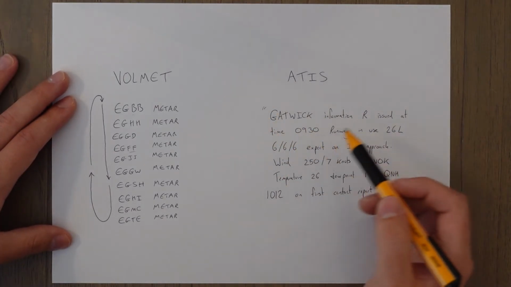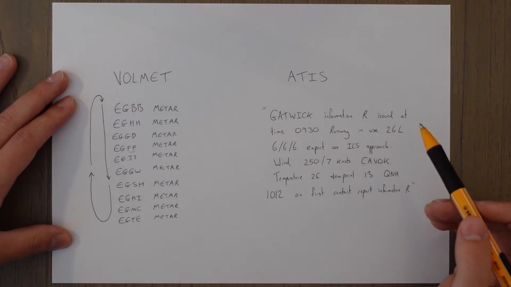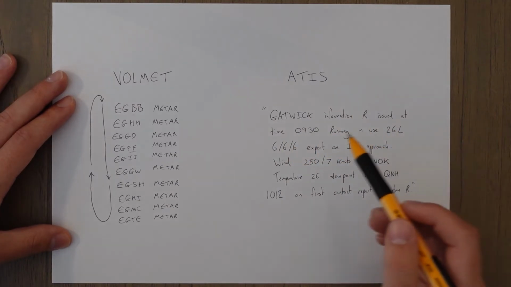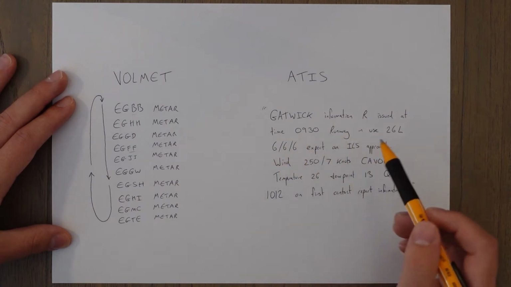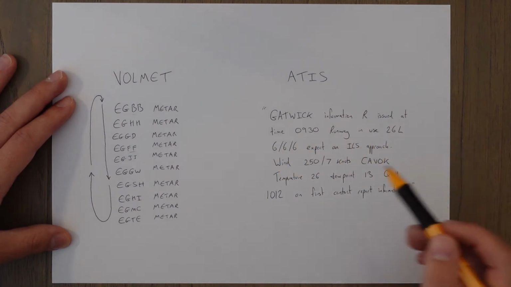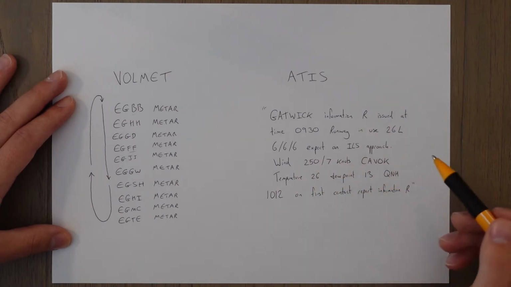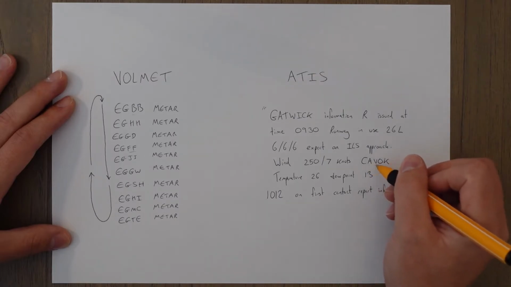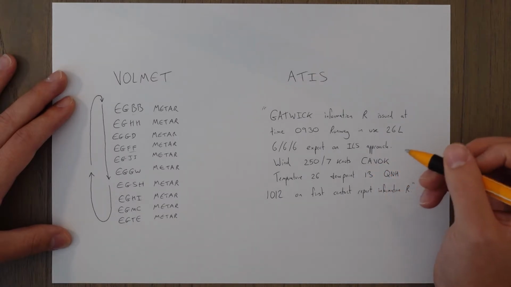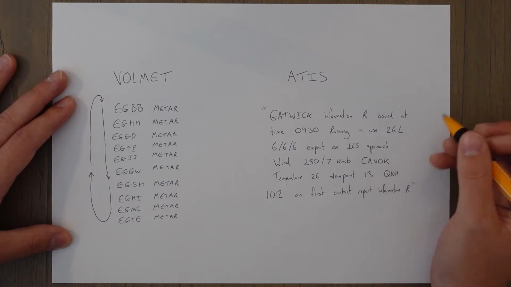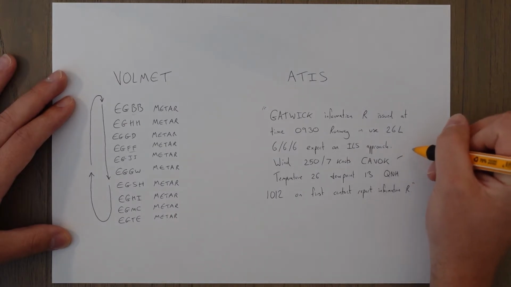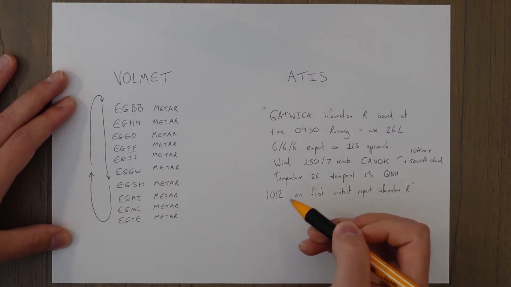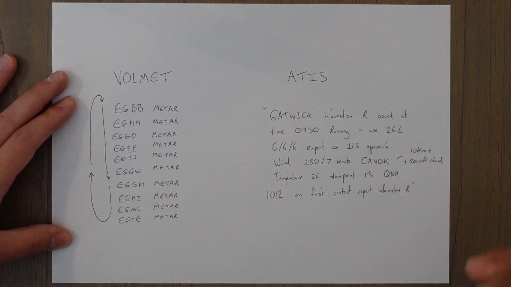So an ATIS itself might sound something like this. Gatwick Information Romeo issued at time 0930, runway in use 26 left, expect an ILS approach. Wind 250 degrees at 7 knots, CAVOK, which means cloud and visibility OK, meaning cloud above 5,000 feet and visibility more than 10 kilometers. Temperature 26, dew point 13, QNH 1012, on first contact report information Romeo.